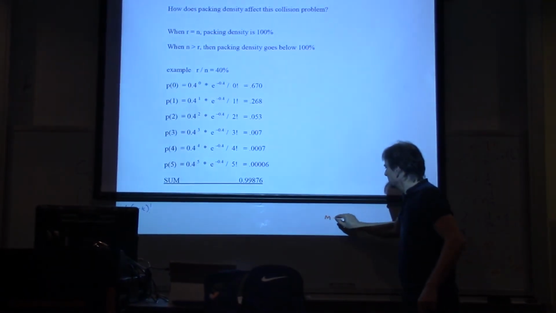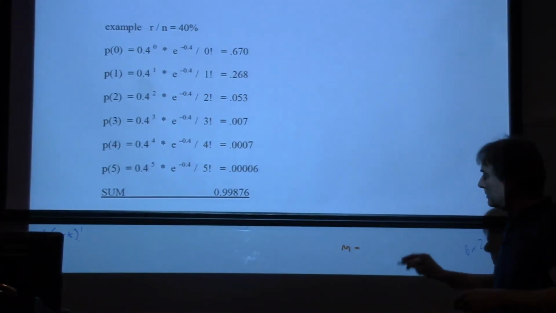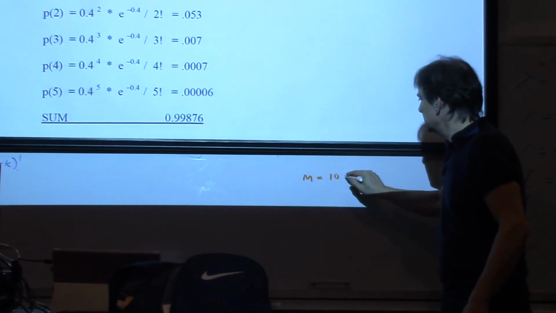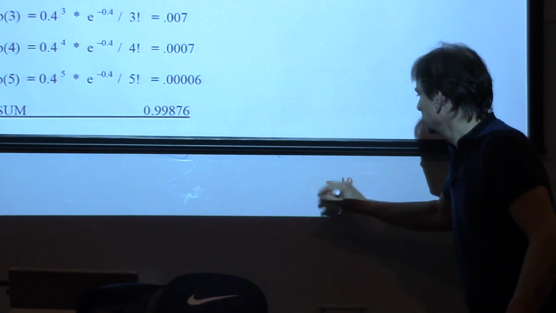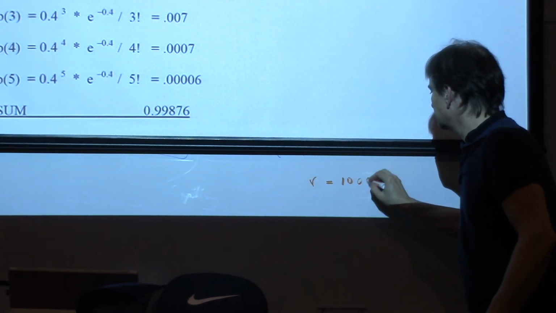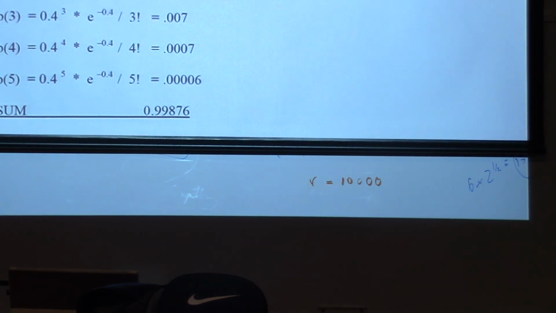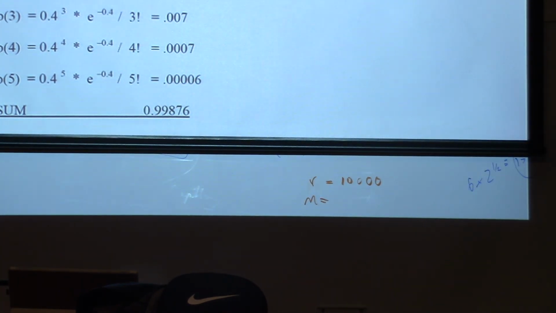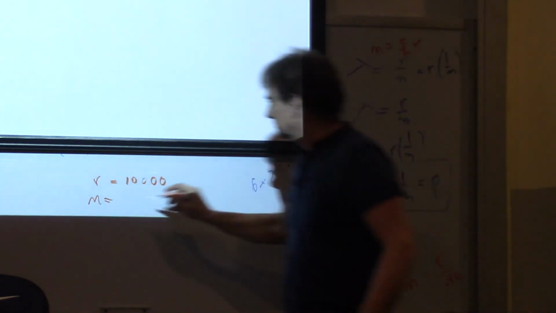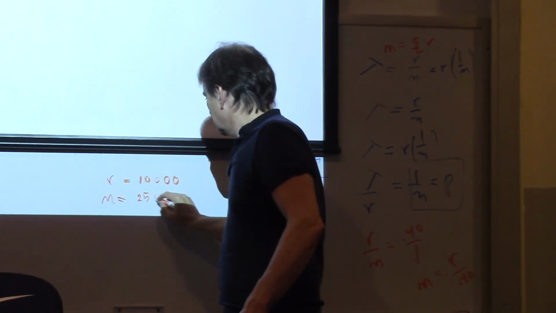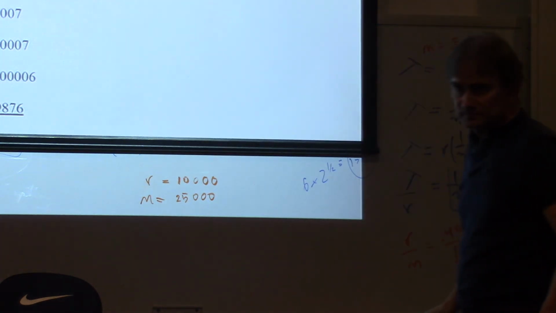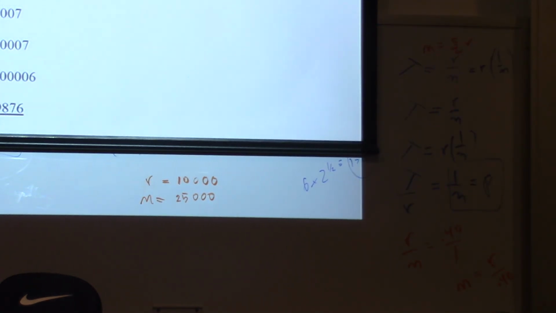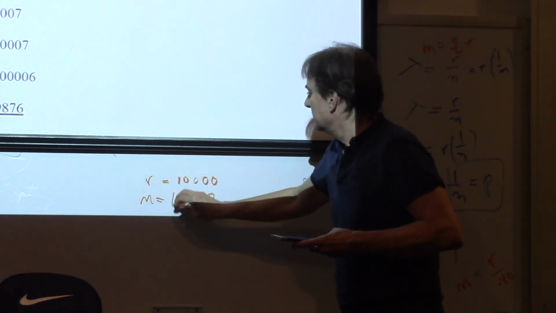So let's make something realistic and see if we can come up with something. Let's say, not n, but r. So r is equal to 10,000. For this packing density, n is equal to 5 over 2 times 10,000. That's going to be what? 25,000, right? Yes. So that's n.